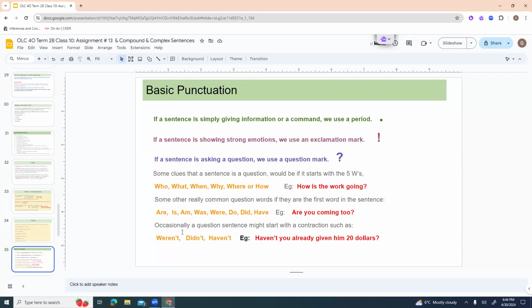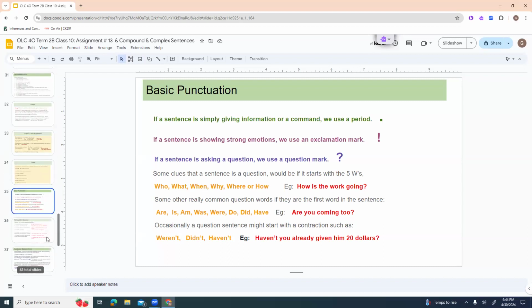Some other really common question words. If you see these particular words as the first word in a sentence, there's a really strong chance that sentence was a question, like are, is, am, was, were, do, did, have. It might also start with a contraction like weren't, didn't, haven't. Like, haven't you already given him $20? Question mark.